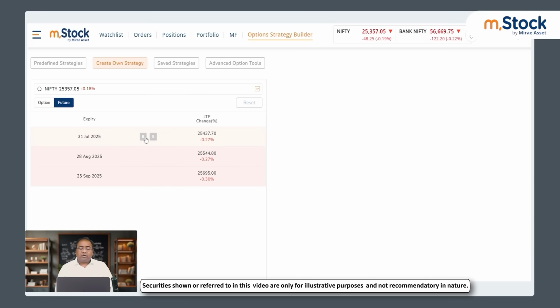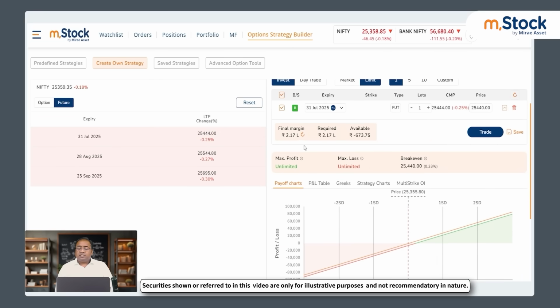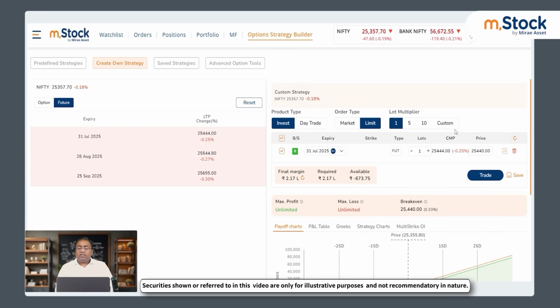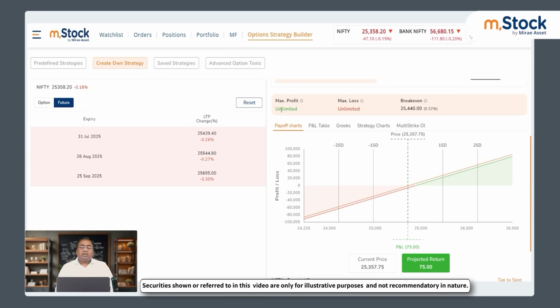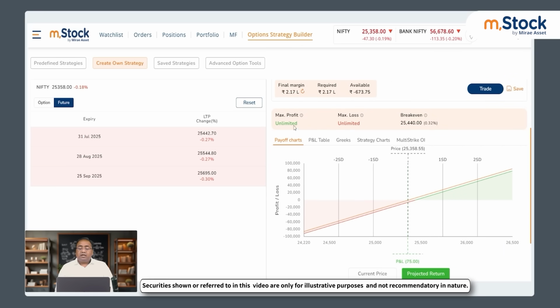If we click 31st July and simply buy, what is the margin requirement? Required margin is 2.17 lakh rupees. Now I can multiply the lots. If I take more lots, it will require more margin, but right now I will trade with only one lot. If you are seeing over here, with 2 lakh rupees margin, profit can be unlimited and losses can be unlimited, right? But that is only when something extraordinary happens that these values can appear unlimited.